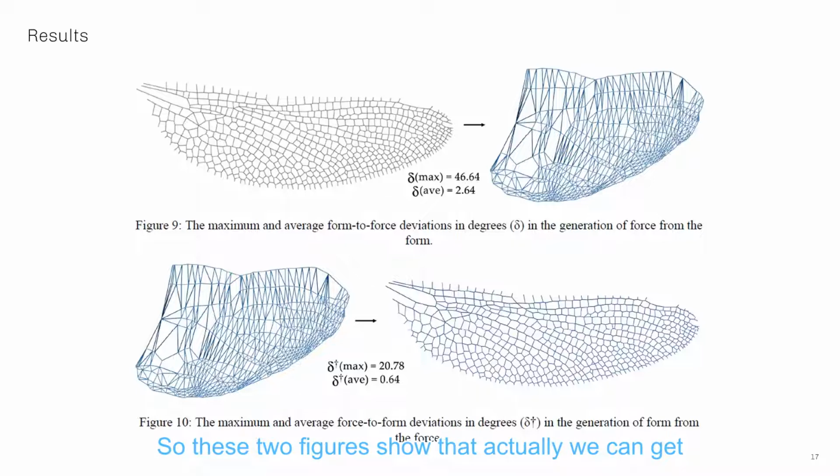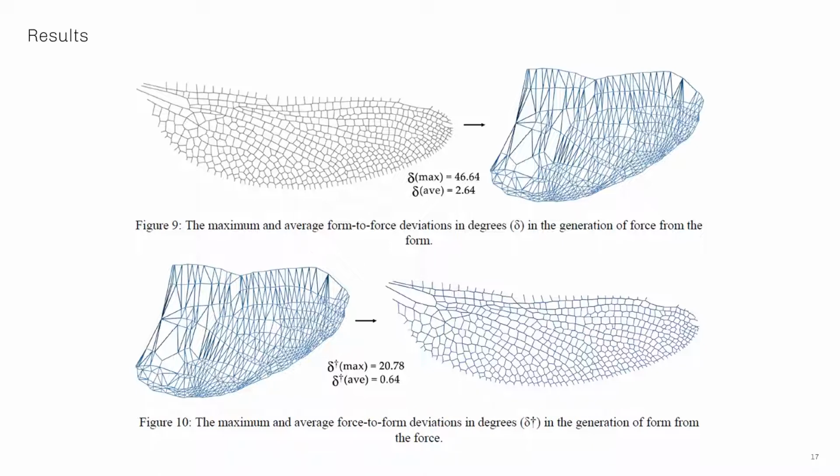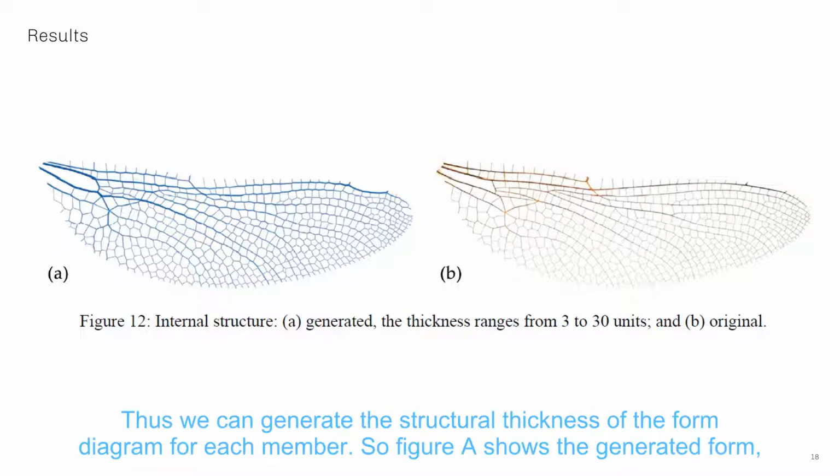So these two figures show that we can get the force diagram from the form, and then get the form diagram again from the force with a very small deviation. Then we can use the length in the force diagram to represent the force magnitude of each member in the form diagram. Thus, we can generate the structural sequence of the form diagram for each member.